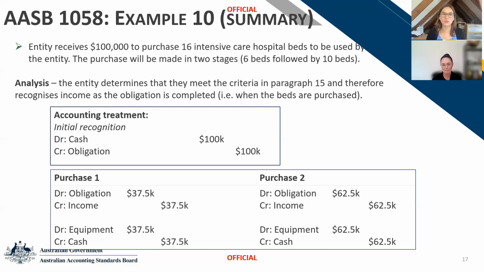So this exception only exists if it will result in a non-financial asset that will sit on your balance sheet. If you are spending the money on repairs or spending it on operational things that will not result in an asset, you do recognise that revenue on day 1. Thank you.